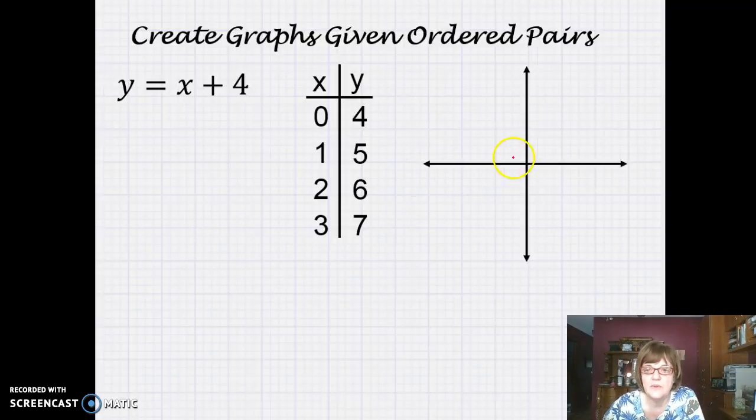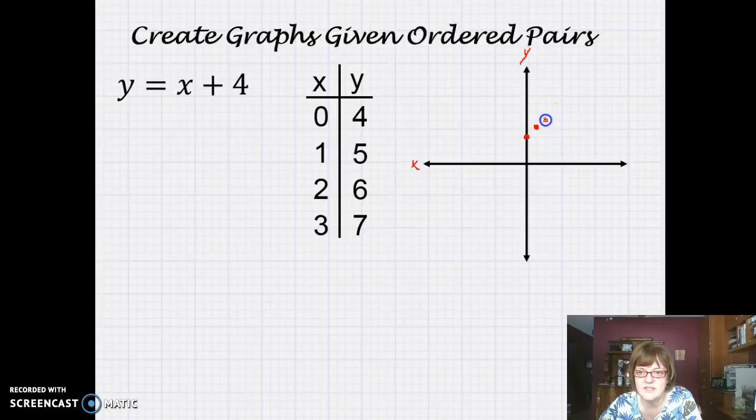All right, now I am going to put these dots on here and let's see if we end up with a function or not. So 0, 4. We start at 0, 0. This is x. This is y. We start in the middle, we go left or right, and then we go up and down. So left or right, we don't because it's a 0, and then we go up to 4. The next one is positive 1, positive 5. Takes us right there. Next one we go to positive 2, positive 6.